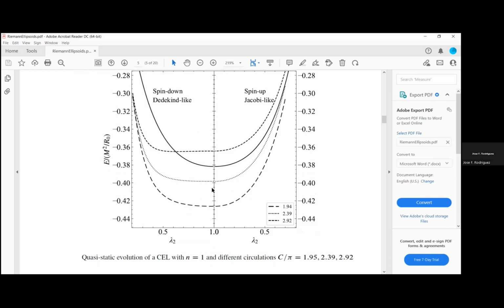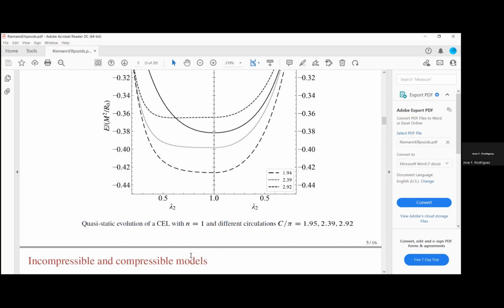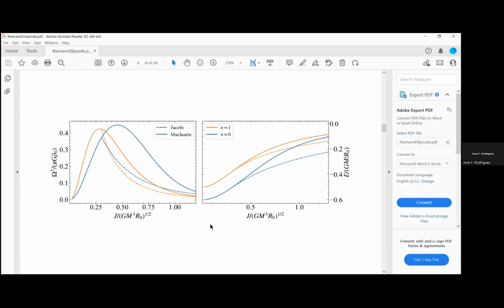Here we show the evolution for a compressible ellipsoid with polytropic index 1 and different values of the circulation. The circulation is constant along the sequence. So here we can see the comparison between a compressible and an incompressible model. We can see how the bifurcation and the location of the maximum change as we introduce new physical effects like the polytropic index and compressible matter.